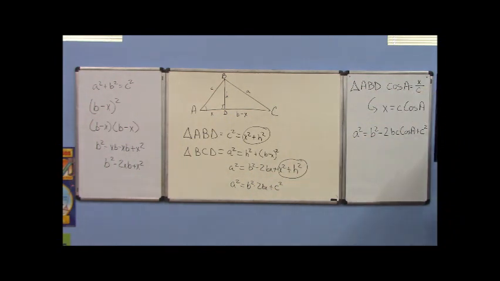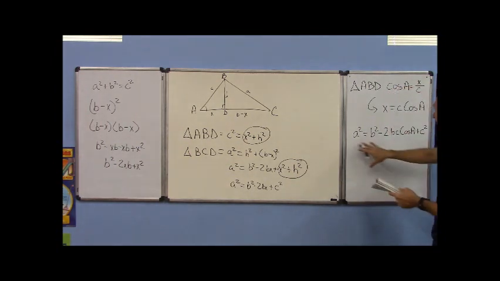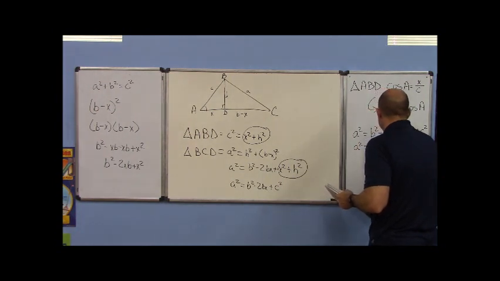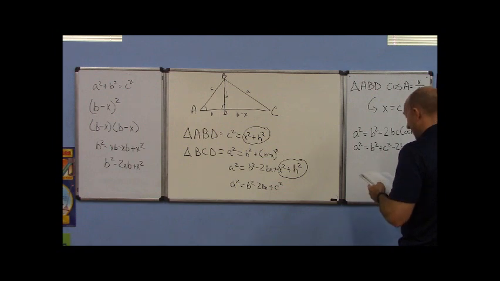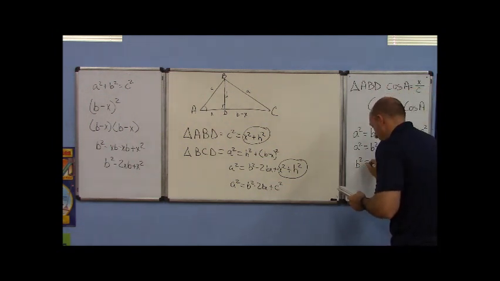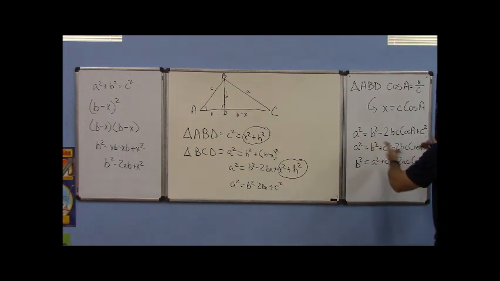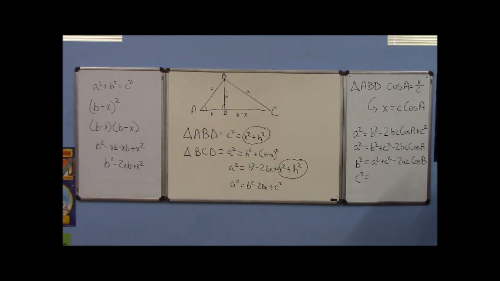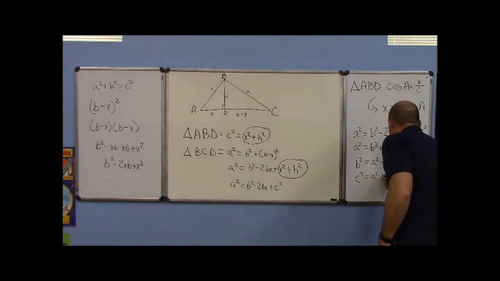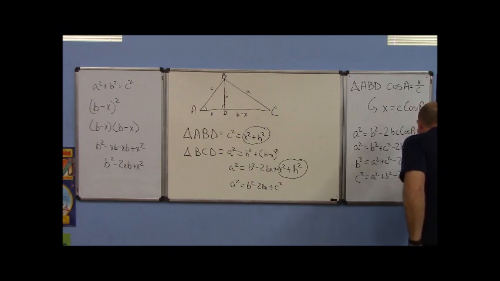Where we have a squared, and another way of writing this is a squared equals b squared plus c squared minus 2bc cosine of A. Likewise, if we want to use b, we can do b squared equals a squared plus c squared minus 2ac cosine of B. Notice how this is being moved around. c squared equals a squared plus b squared minus 2ab cosine of C.